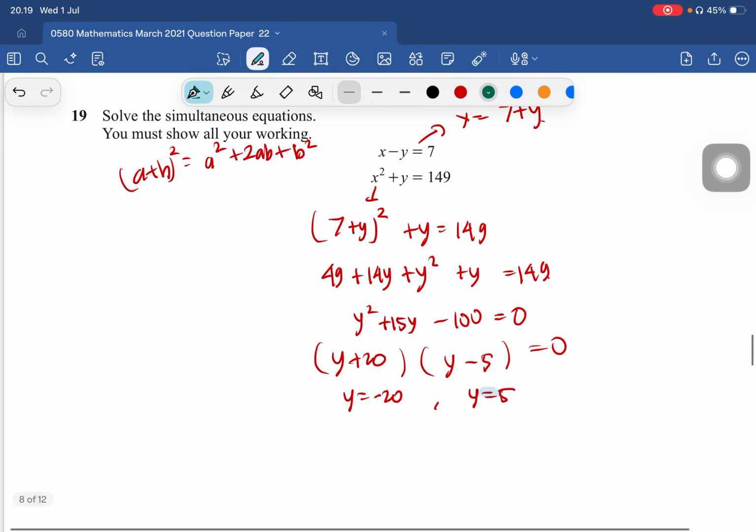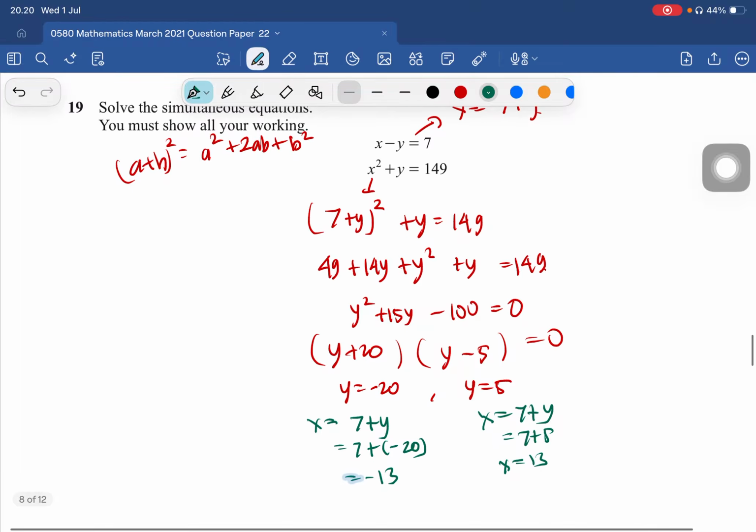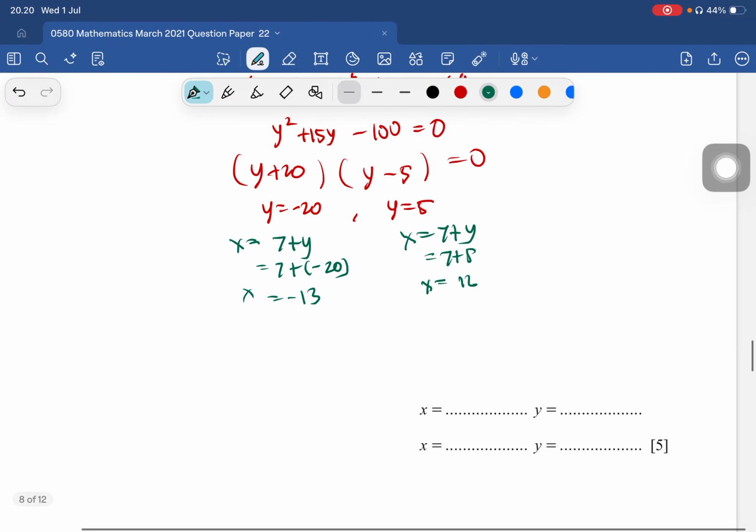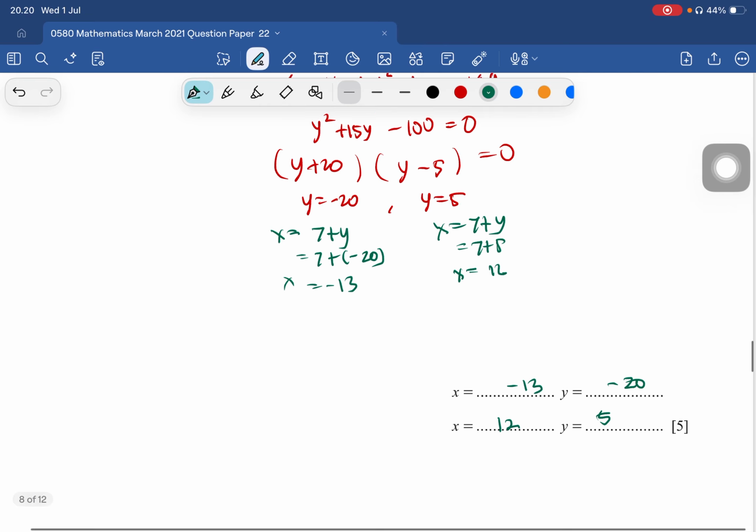Let's substitute. We got x equal to 7 plus y. So here is 7 plus negative 20 equal to negative 13, and here x equal to 7 plus y, so 7 plus 5. So we got x equal to 12, not 13. Okay, we got the answer. Here x equal to negative 13 and y equal to negative 20. Here is x equal to 12 and y equal to 5.